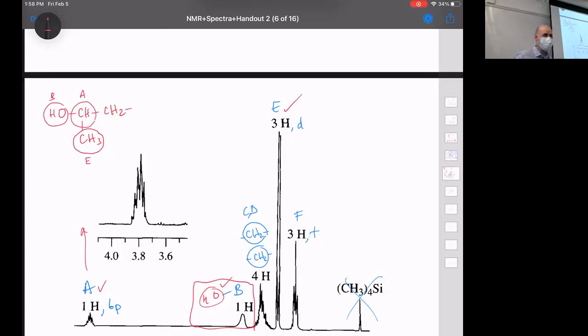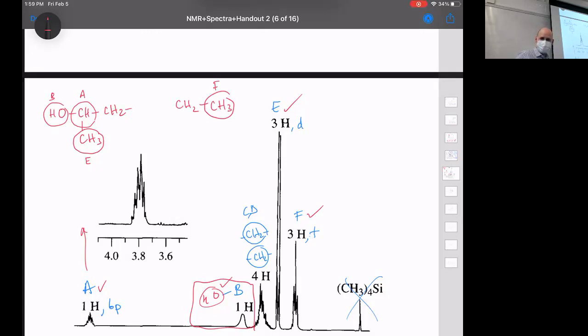F is 3H, so it must be a CH3. It's got to be over here somewhere. And it's a triplet. If you have a triplet, what's next door? A CH2. Okay. So we have now accounted for A and B and E and F.